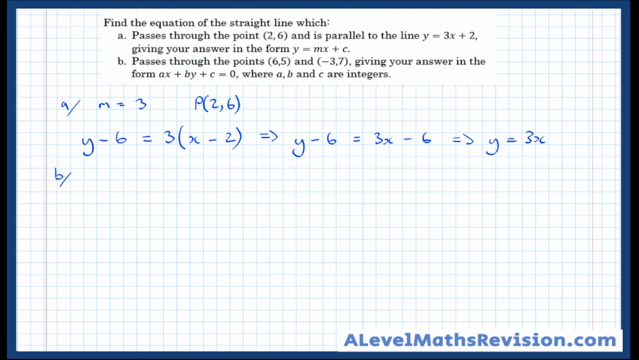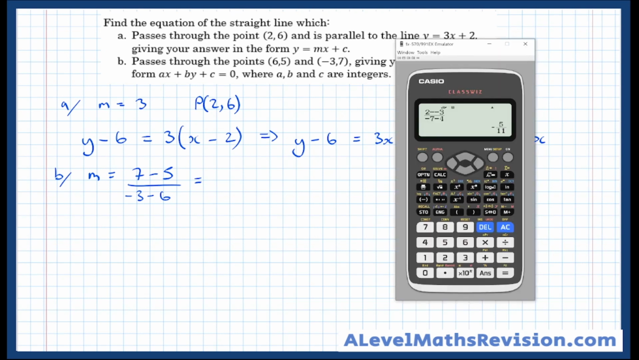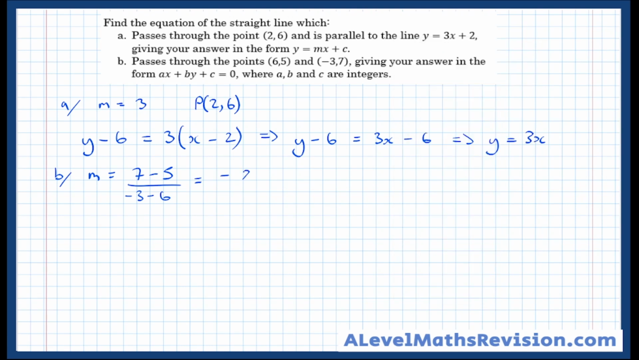So let's go. First of all, we need the gradient. Well, the gradient of the line passing through those two points, which links back to the last lesson, is the difference in y, 7 minus 5, over the difference in x, minus 3 minus 6, equals... and taking no chances when exam pressure gets to you, people make silly numerical errors. Let's not go down that route. Let's use the calculator to do the hard work for us, which is minus 2/9, like that.